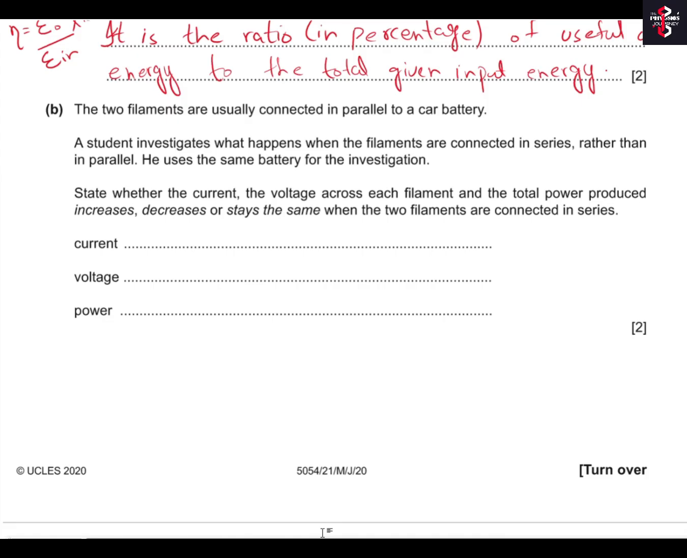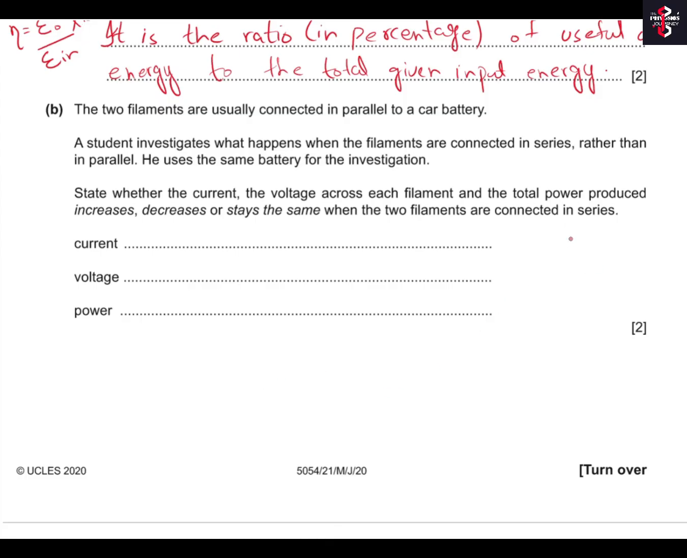Now, the filaments are usually connected in parallel to a car battery. A student investigates what happens when the filaments are connected in series rather than in parallel. He uses the same battery for the investigation. State whether the current, the voltage across the filament, and the total power produced increases, decreases, or stays the same when two filaments are connected in series.